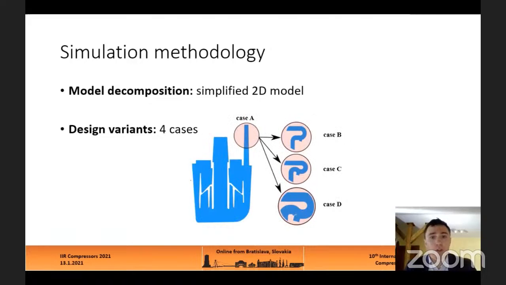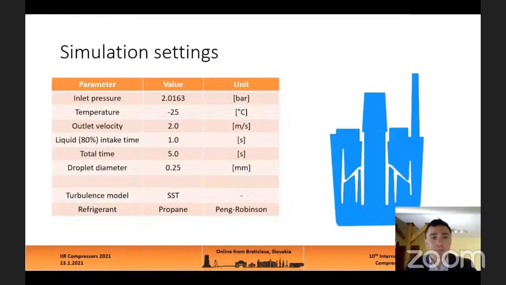On top of this basic simulation, I have tried to create some simple geometry modifications with the goal to decrease the amount of liquid coming into the muffler. So case A is the base model. Then we have case B and case C, which have a simple curvature shape, which should help to separate the liquid from the flow. And case D is basically case C with an additional feature down at, let's say, the separation point, which should also help to decrease the amount of liquid going further to the cylinder.